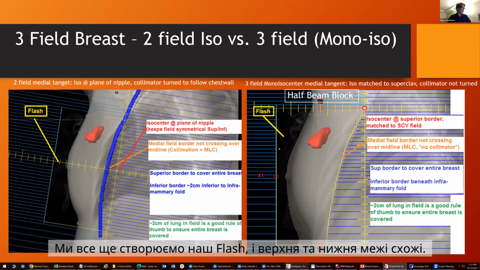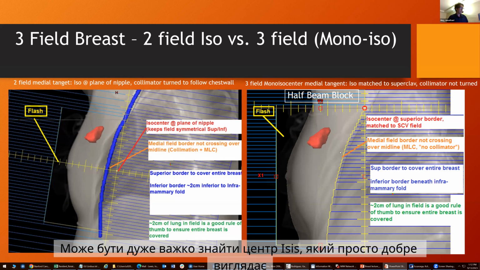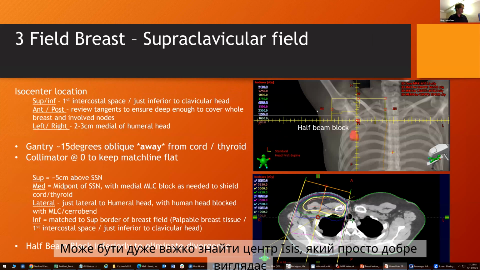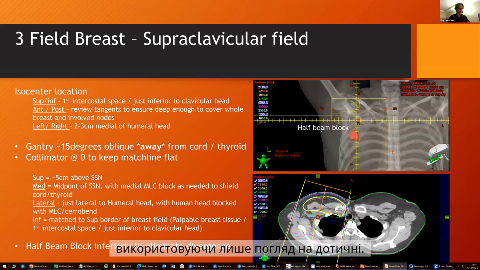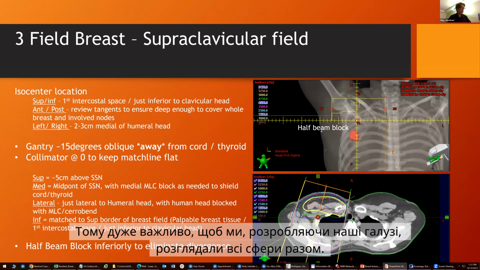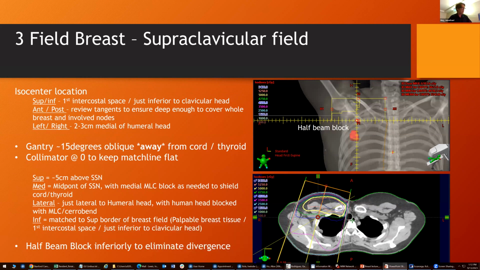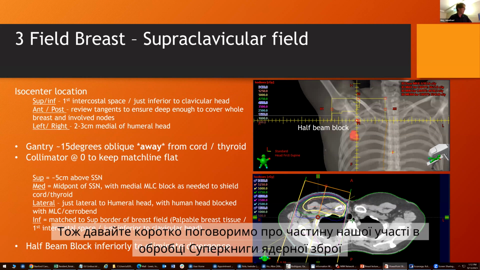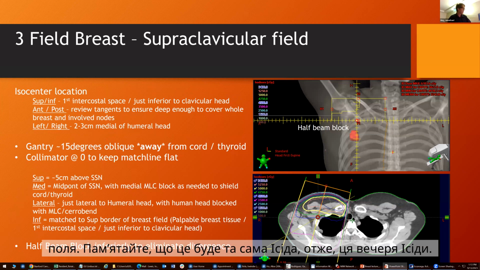We're still doing our flash, and our superior and inferior borders are similar. It can be really hard to find an isocenter that looks good just looking at the tangents alone. So it's really important that when we're developing our fields, we look at all of the fields together. So let's talk briefly about some of our tenets for treating the supraclavicular field.